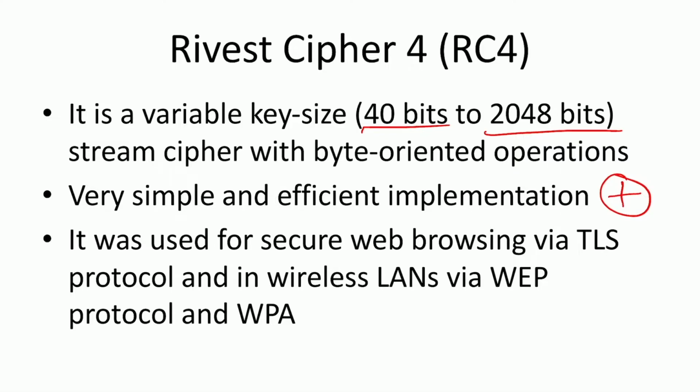Now, it was used for secure web browsing via the TLS protocol for quite a number of years, but now AES is recommended. RC4 was also used in the Wired Equivalent Privacy protocol, or WEP, as well as the Wi-Fi Protected Access protocol, which is also used in Wi-Fi security. However, now AES has replaced it, not because there were limitations in RC4, but due to the way in which keys were generated to be used as seed input to the RC4 key stream generator.